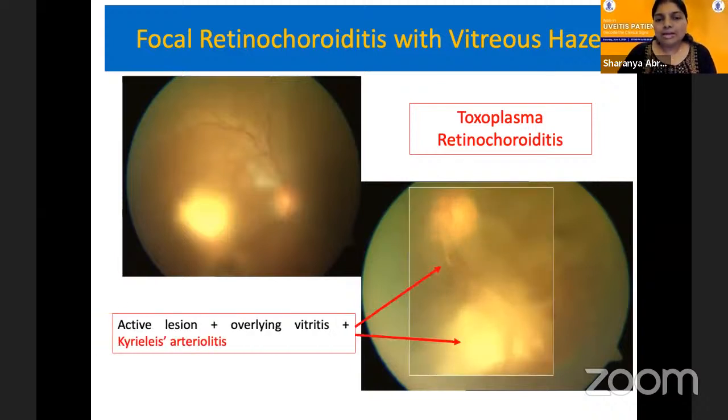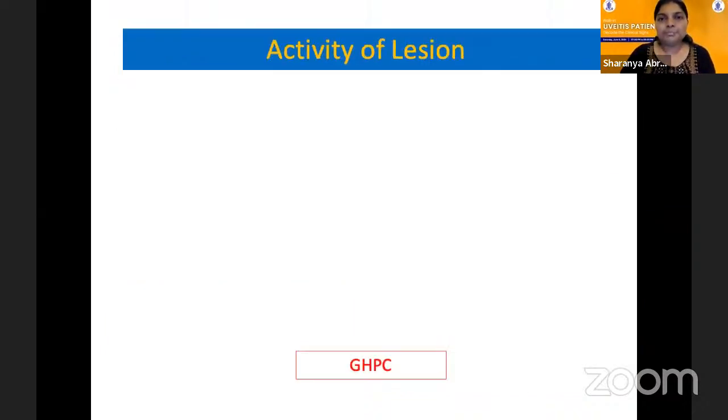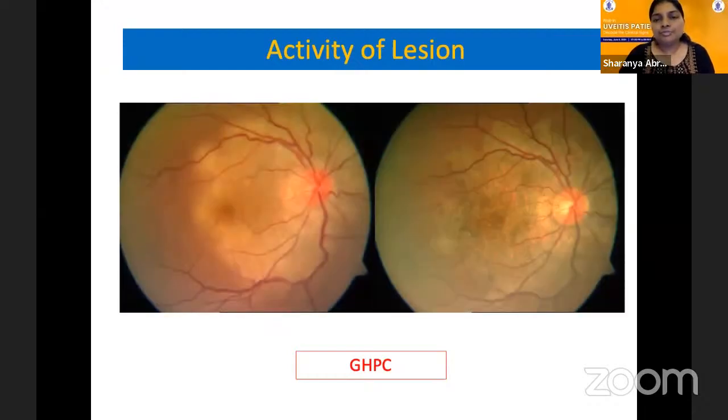Here you can see the active lesion with overlying vitritis and the Chilaris arterolitis that was described by the previous speaker. Based on the activity of the lesion, you have here GHPC or serpiginous choroiditis, where you have a hyperemic disc and a lesion extending to the fovea.